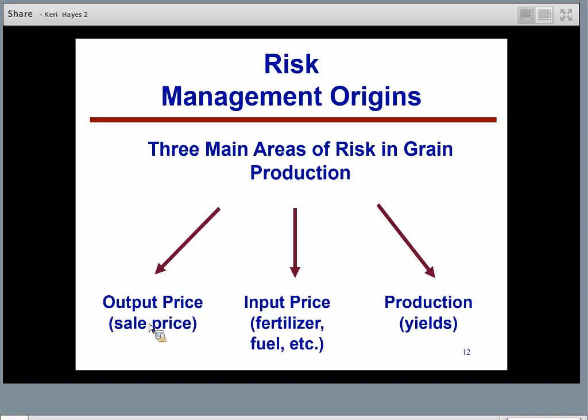The other area where there is also some risk is in input prices: fertilizer, fuel, etc. Again, we don't know what those costs are going to be. While there are some ways to manage that risk, whether it's forward contracting some of those products, we're really going to focus here on output price and production risk, because that's the big area of risk between when you plant and harvest.